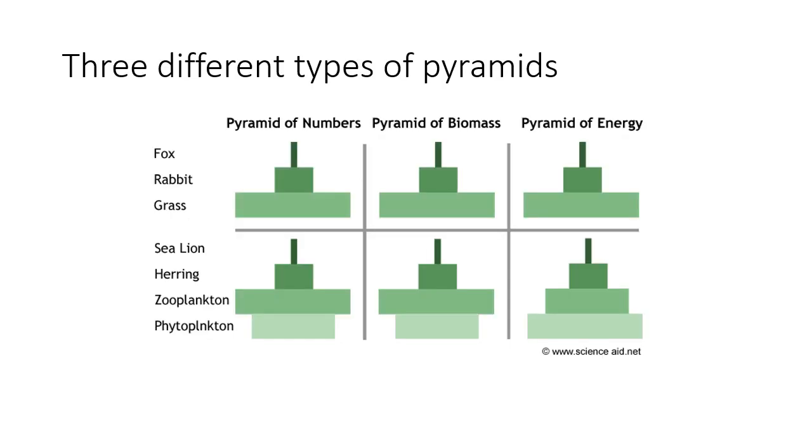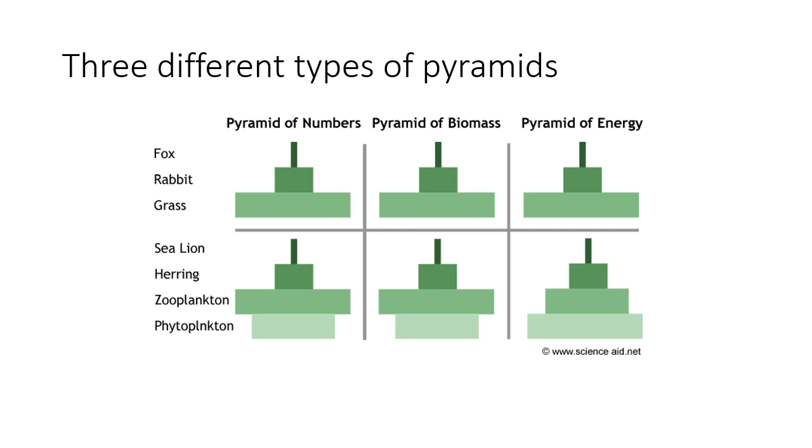So there's 3 different types of pyramids. We have a pyramid of numbers. So we have grass being the biggest, rabbits being fewer, and then a fox being the smallest. Here we have another one for an aquatic one. We have phytoplankton. Not as much phytoplankton as zooplankton. Zooplankton is a lot more. But then you have herring. A lot less herring. There is more phytoplankton and zooplankton than there is herring. And same with the sea lions.